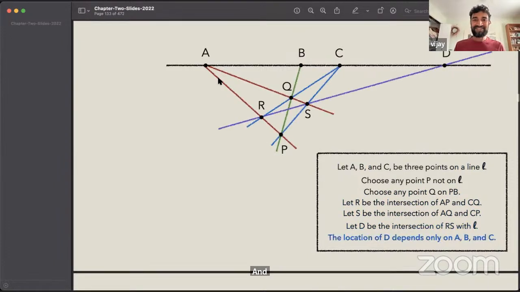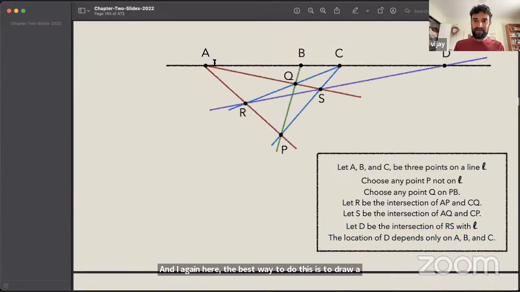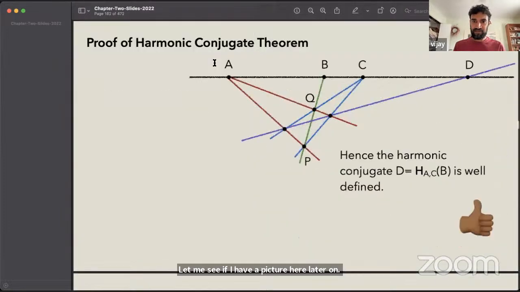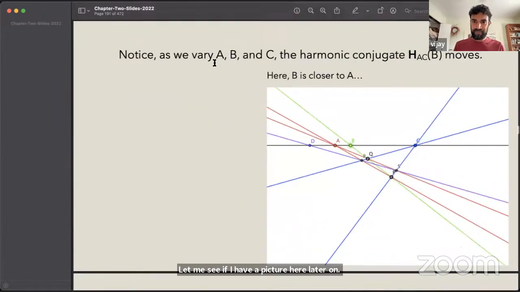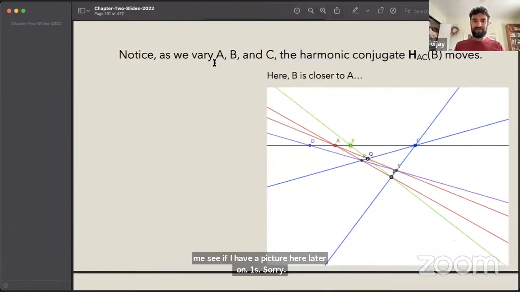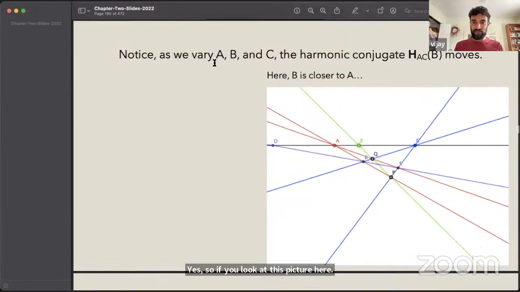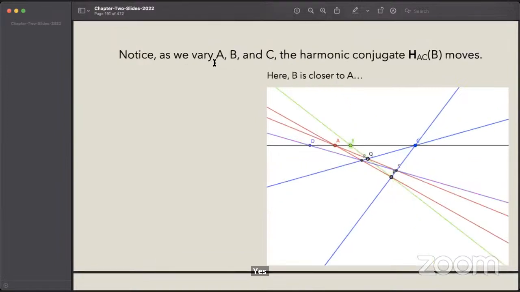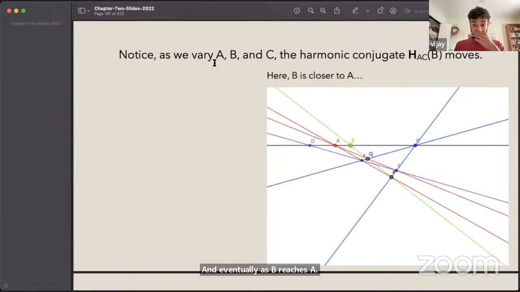Again, here, the best way to do this is to draw a picture. But if you draw a picture where B is very close to A, let me see if I have a picture here later on. Yes, so if you look at this picture here, where B is closer to A, what's happening to D? It's also going closer to A. And eventually, as B reaches A, D will, you can draw an example, unfortunately I didn't do it here, where B is really close to A, D will also get really, really close to A.